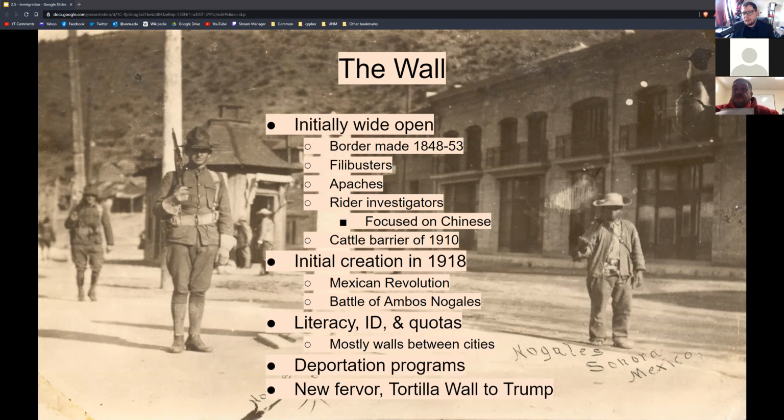But the Chinese Border Patrol eventually morphed into the Border Patrol we have today, though that was actually created in 1918, but its predecessors are these Chinese riders. And the first actual barrier between Mexico and the United States was a cattle barrier to stop a disease from going into Mexico. But it was erected by Californians.